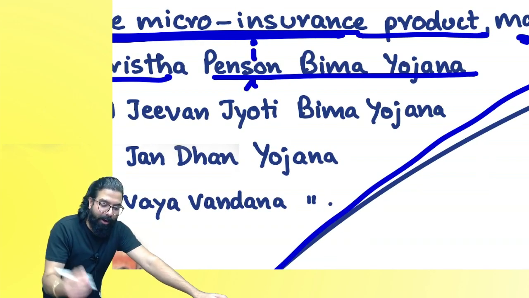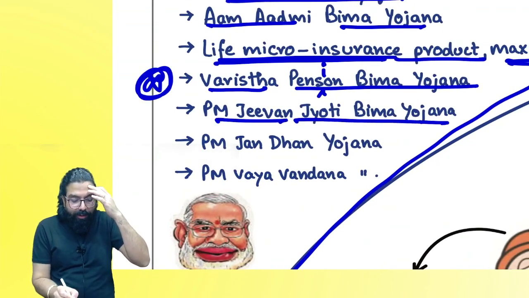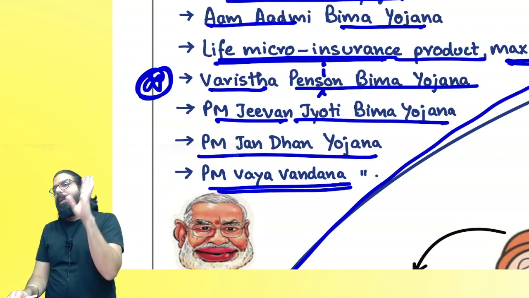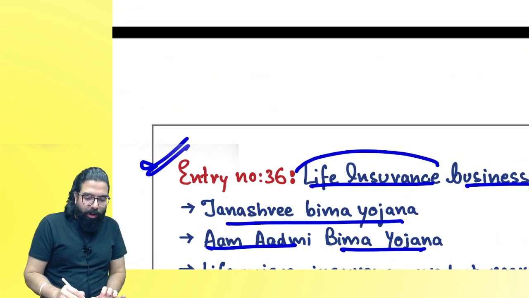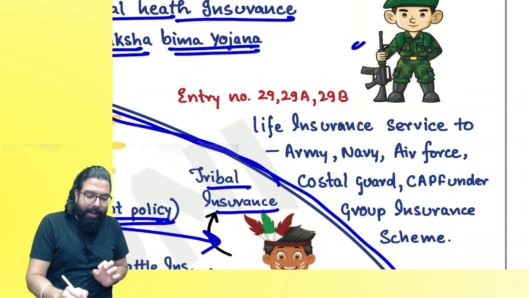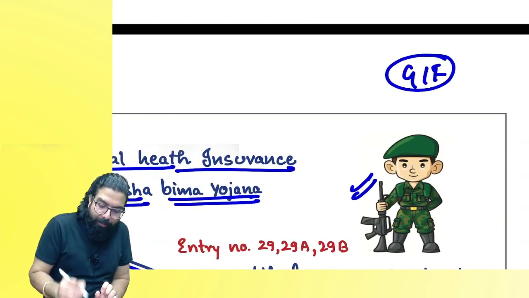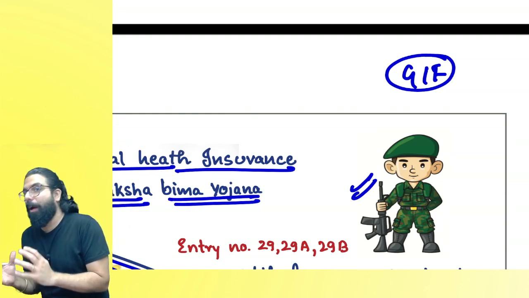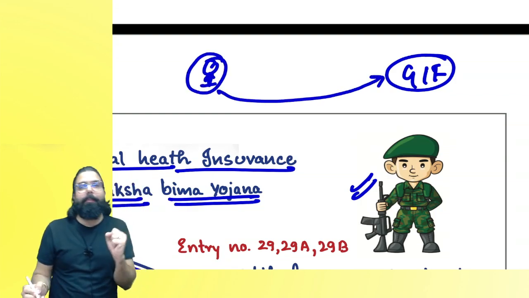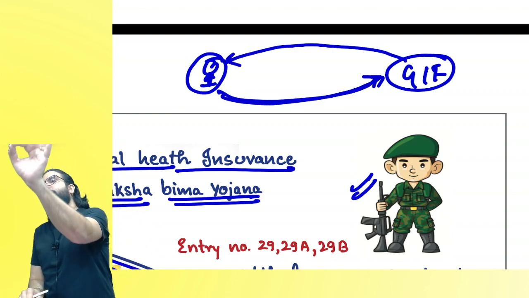Then, Varishtha Pension. Not pension. Okay. Varishtha Pension Bima Yojana, Pradhan Mantri Jeevan Jyoti Yojana, Pradhan Mantri Jan Dhan Yojana, and Pradhan Mantri Vaya Vandana Yojana. Under these, whenever life insurance is sold, it will also be exempted from GST. Now, everyone, on the right-hand side, you see Indian Army, etc. The government has created one group insurance fund. Okay, everyone. Under this, what happens? All the Army, Navy people are being insured. The government takes a small premium from the Indian Army, Navy people. Government told that whenever insurance services are given and a small premium is taken, on that there will be no GST.